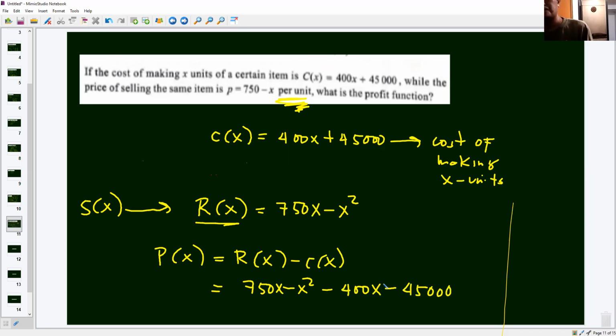Subtract lang. And then ang pwede lang combine ay yung x lang, which is 750 minus 400. That's it. Yun na yun. Yan na yan, guys. Okay? Any question there? Profit, revenue. Because that's the selling price. Next.